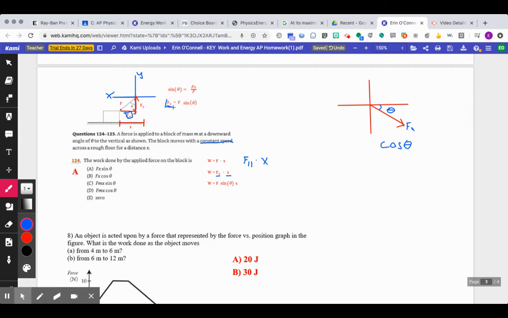So the x component is what causes the work, causes that displacement, adds energy to the system. So we have to use the magnitude of the force times the sine of theta times the displacement. So the answer here is A. Okay, so that was a little bit tricky, but it recalls your understanding of vectors and trig.